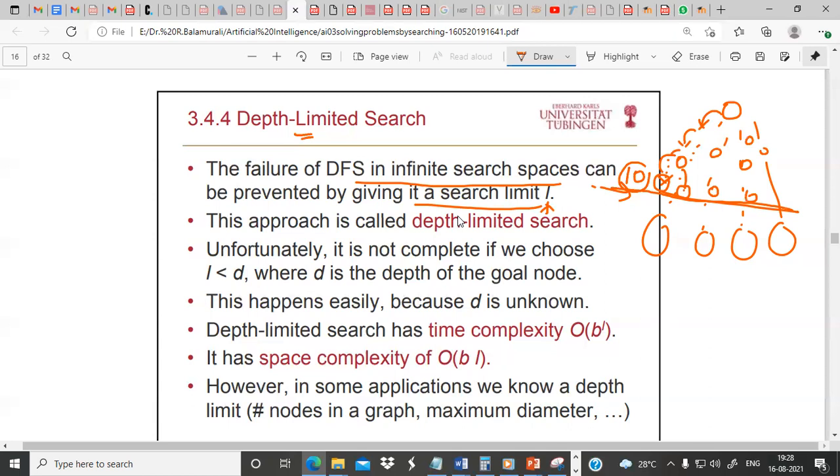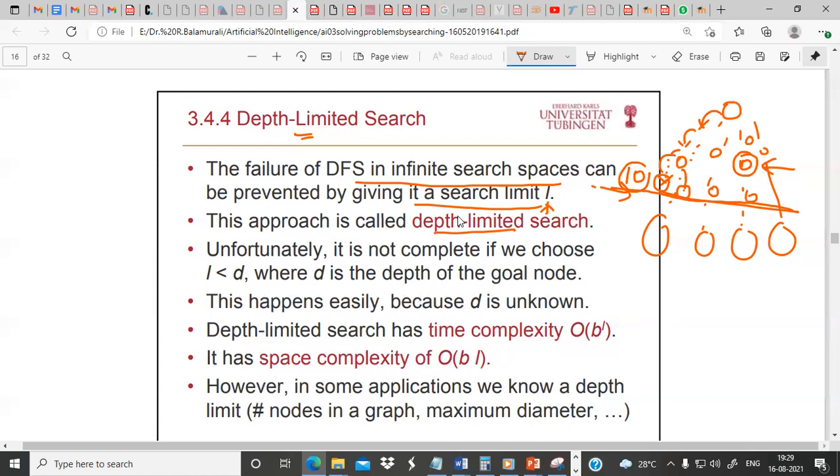So that is the reason why DFS is incomplete: it may follow an infinite path which does not contain a goal state, but maybe the goal state is in some other path at a very shallow depth level. Such issues can be avoided if we limit the search depth to L. If you do this, then that algorithm is called depth limited search.